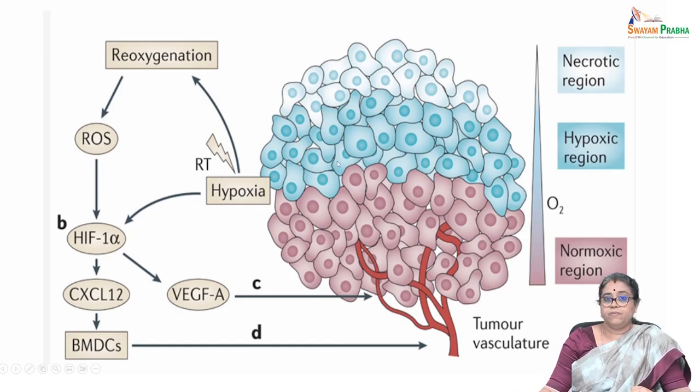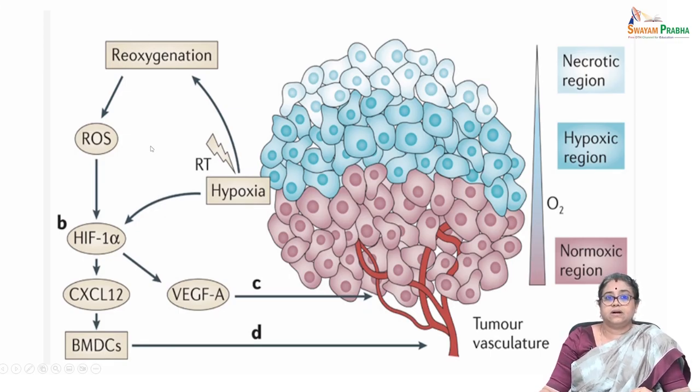Now, when you have a hypoxic region within a tumor, that leads to production of a particular protein called HIF-1 alpha, hypoxia inducible factor 1 alpha. You have HIF-1 alpha and HIF-1 beta, two types of proteins. This HIF-1 alpha gets induced, and that can in turn lead to formation of certain cytokines, and transcription of a lot of genes which are important for metastasis and invasion. All these are induced by HIF-1 alpha. So, HIF-1 alpha plays a very important role in metastasis, and this leads to increased tumor vasculature.